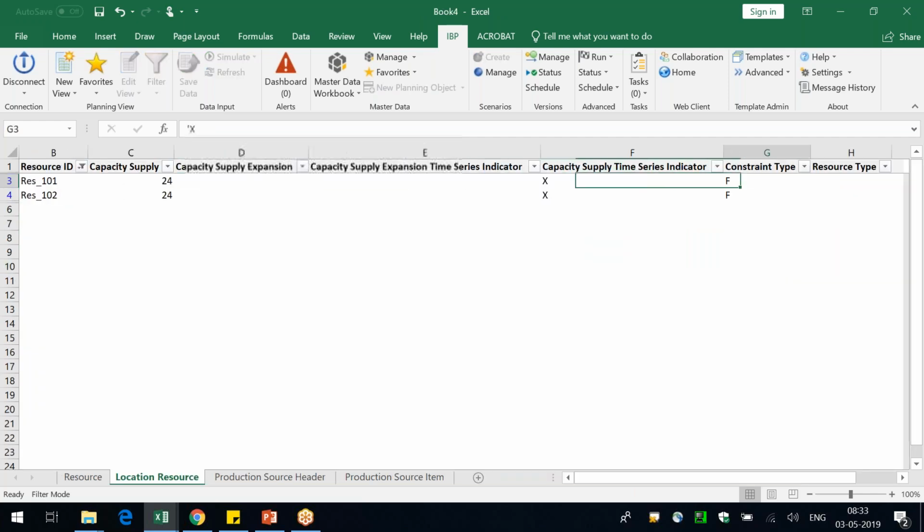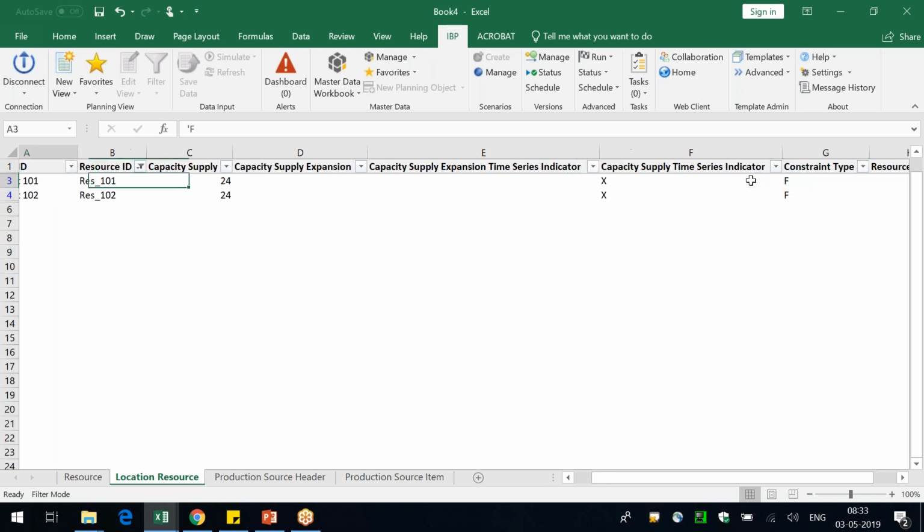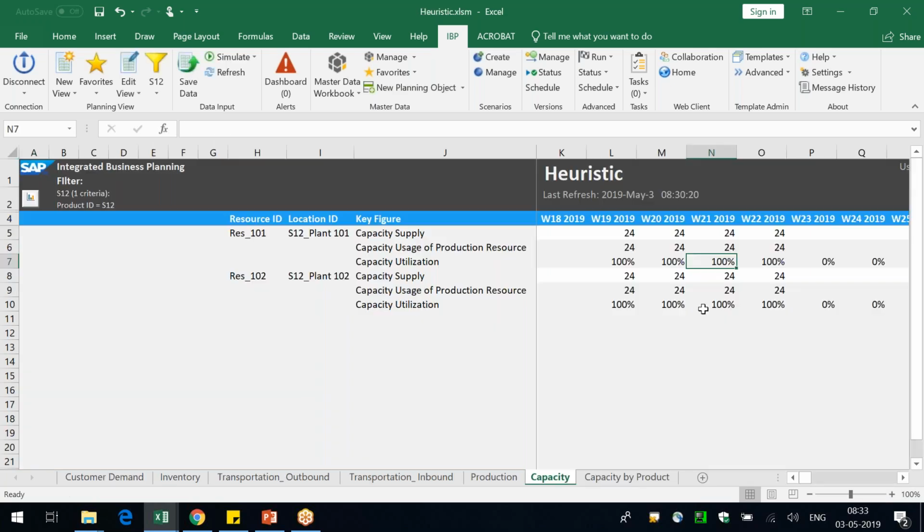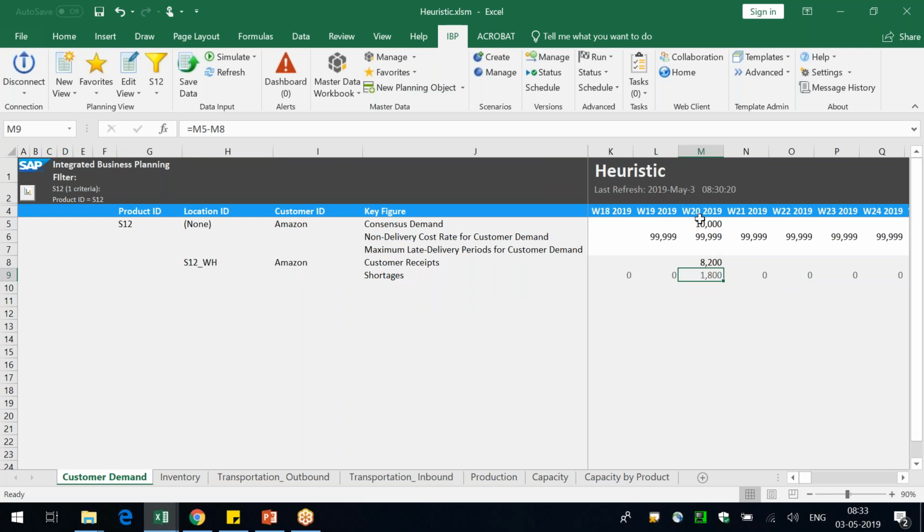So next is a constraint type. That means whether it is an F, F means it's finite. That means the capacity available is finite, it is not infinite. So if you leave it blank, that means it is an infinite capacity. That means there would not be any restriction and it would do whatever demand is there. So if I made it as I, the system would do the demand of 10,000 and also ship the demand of 10,000.